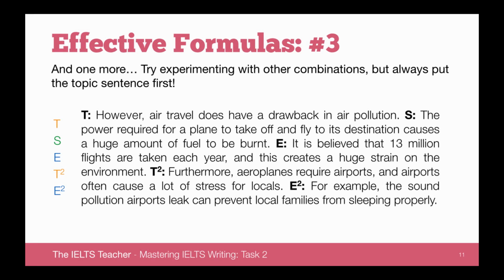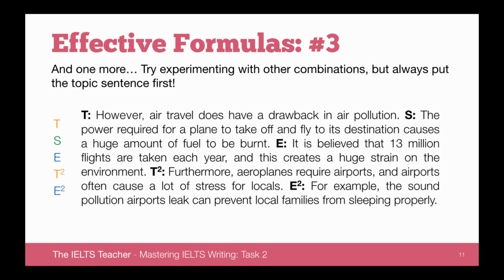Another example here, where we sort of do an extra topic. For example, here we're looking at drawbacks of air travel. However, air travel does have a drawback in air pollution. Very clear, air pollution. There's our topic. The power required for a plane to take off and fly to its destination causes a huge amount of fuel to be burnt. There's our supporting sentence.